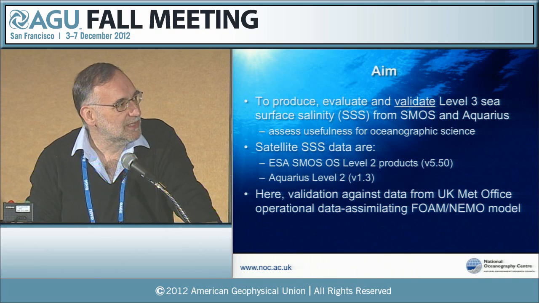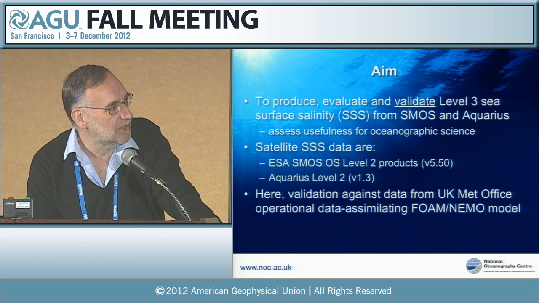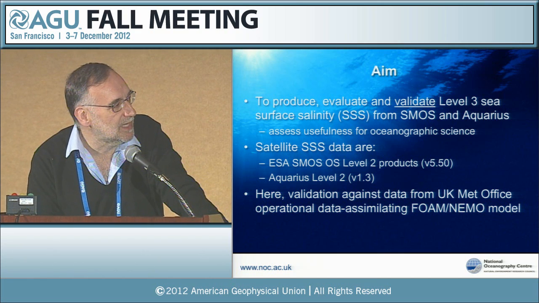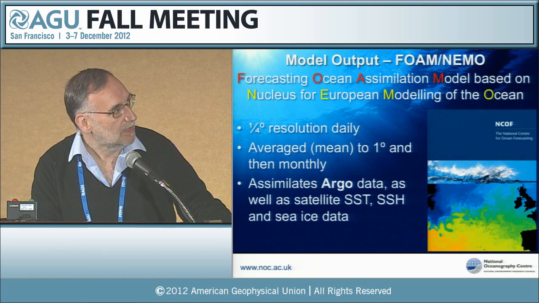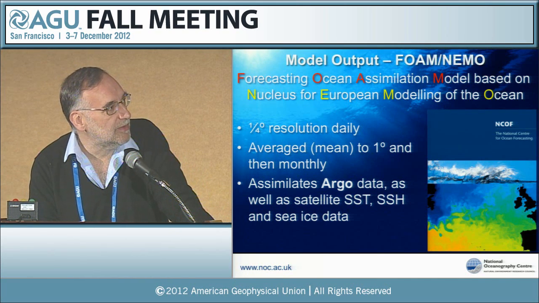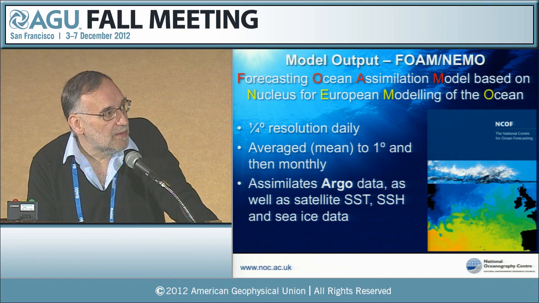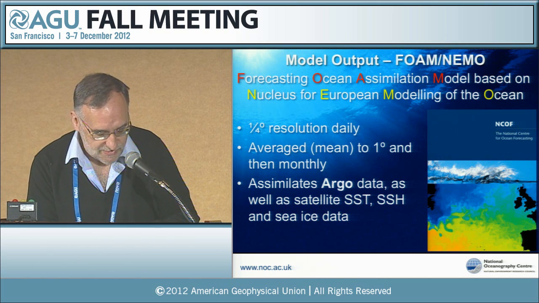So we are starting with the level 2 data produced by ESA and the Aquarius level 2 data version 1.3. And we are going to validate it using the Met Office operational data assimilating FOAM NEMO model. FOAM NEMO is quarter-degree resolution daily data that we're using averaged to 1 degree and monthly means. FOAM assimilates Argo data as well as SST, sea surface height and sea ice data, so it's a fairly comprehensive data assimilation ocean forecasting model.